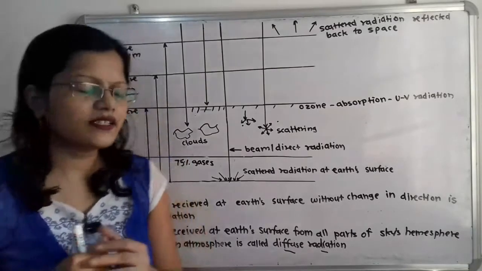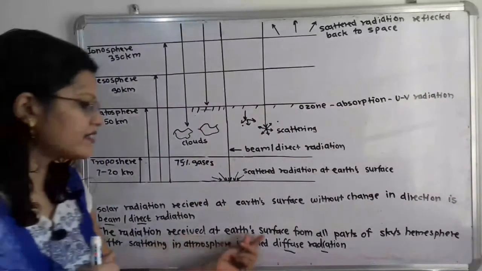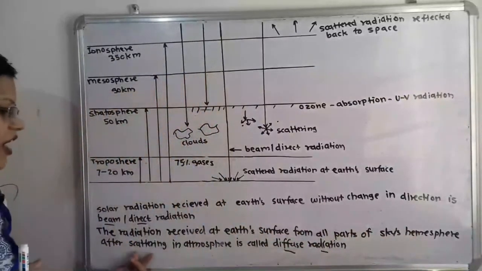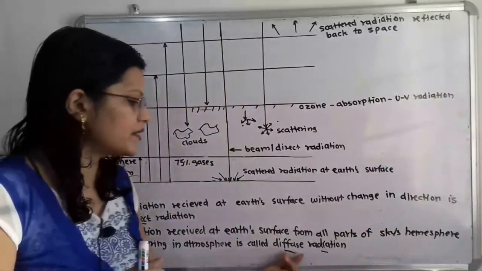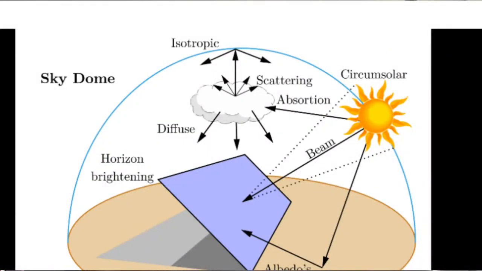Now we will understand what diffuse radiation is. The radiation received at the Earth's surface from all parts of the sky hemisphere after scattering in the atmosphere is called diffuse radiation. So it is the radiation received at the Earth's surface.